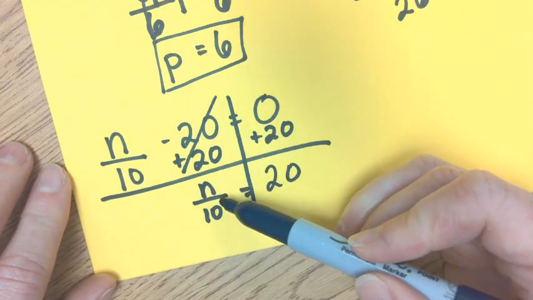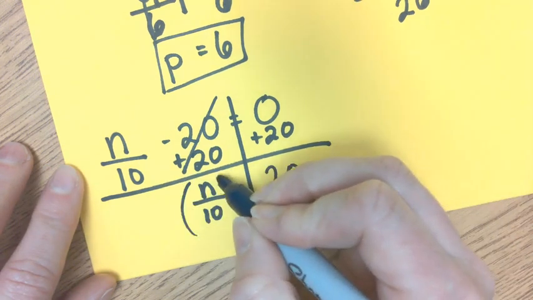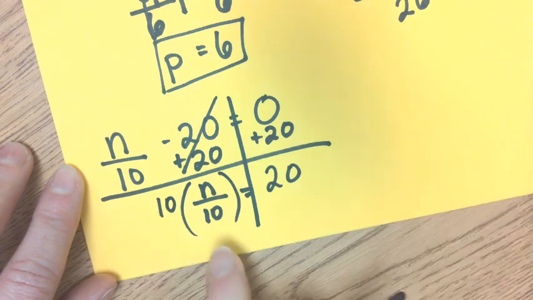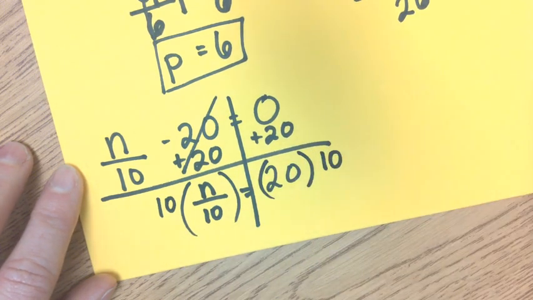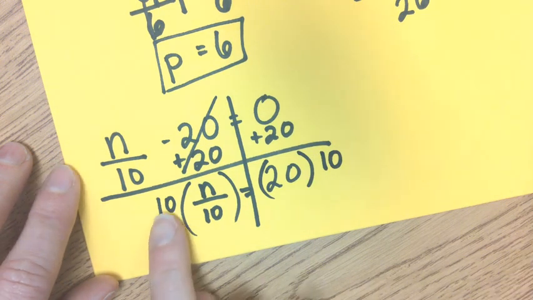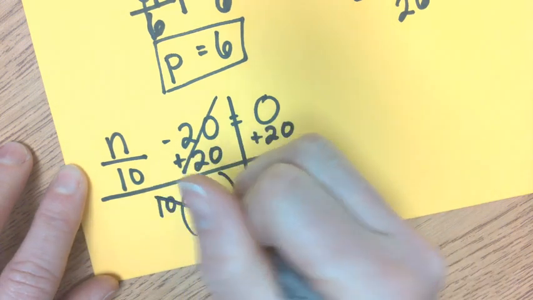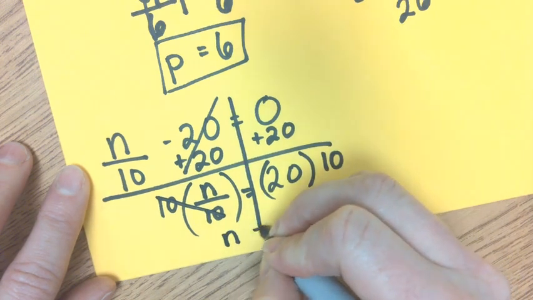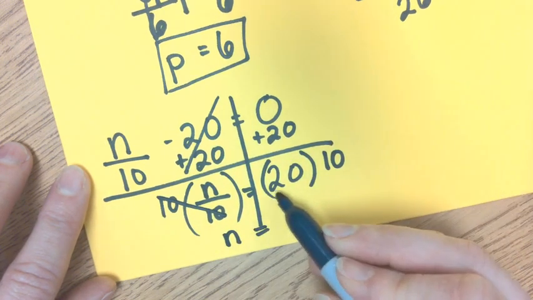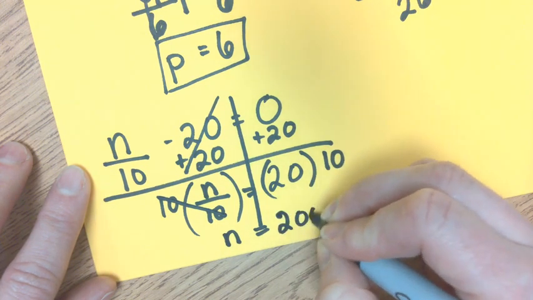Now this says n divided by 10. The opposite of dividing by 10 is multiplying by 10. So I show that by putting parentheses around this and parentheses around that. And whenever I would multiply these, this is like saying 10n divided by 10. Well, 10 divided by 10 is 1. So I'm able to cross it out because all that's left is 1n or n. Then 20 times 10 is 200.